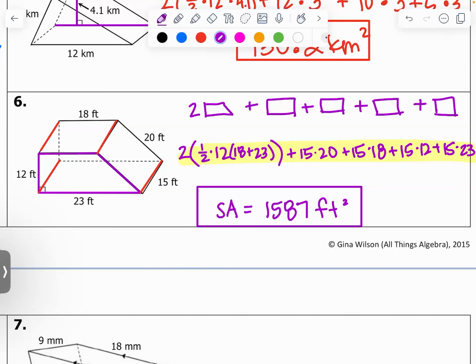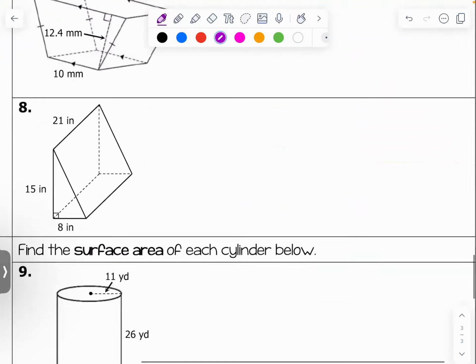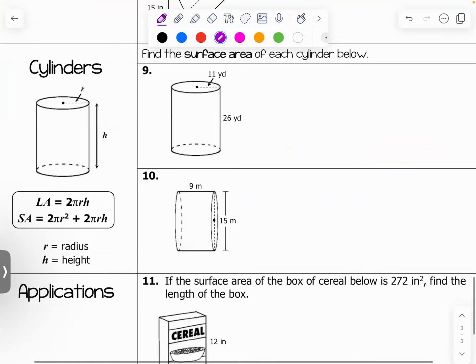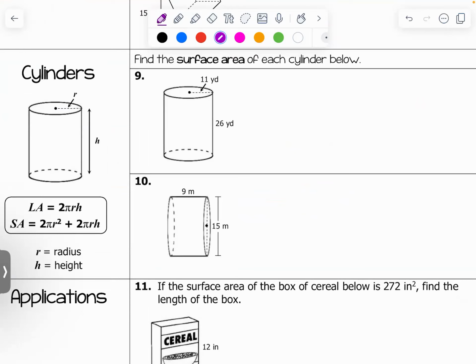Okay. Go ahead and go to the next page. We are going to talk about surface area. You got the correct answer now? Okay, good.